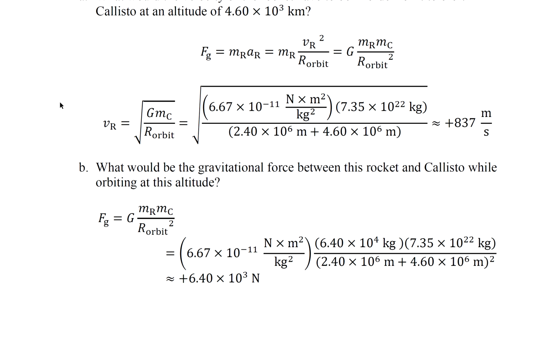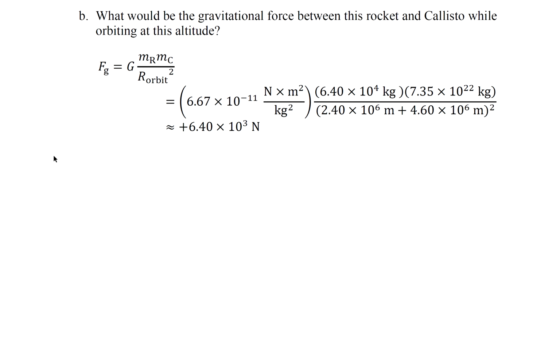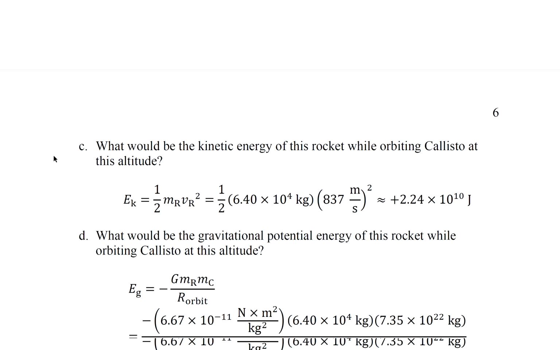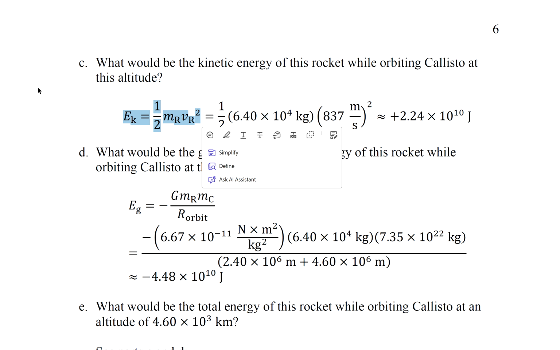Part B, what would be the gravitational force between this rocket and Callisto while orbiting at this altitude? So they want the gravitational force, just use this equation. Part C, what would be the kinetic energy of this rocket while orbiting Callisto at this altitude? So just use 1/2 mv squared. We solve for v from part A.